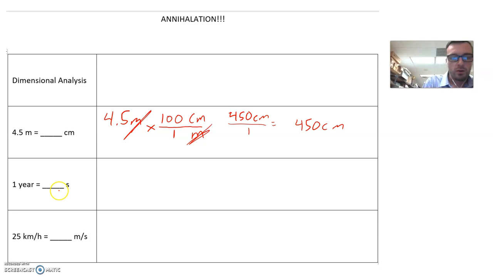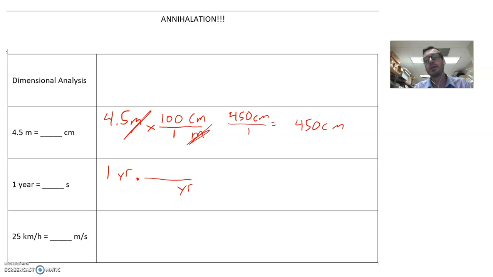All right, how about this one? 1 year equals how many seconds? So we'll set it up like this. 1 year up here, I'm going to multiply by a fraction. Now remember, if years are on the top, where should I put them in the next fraction to get them set up for annihilation? On the bottom. All right, so there it is. The year goes on the bottom.